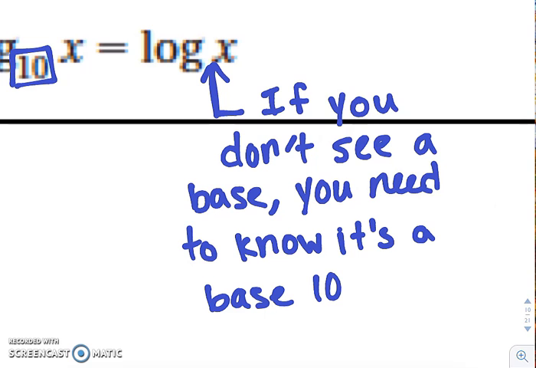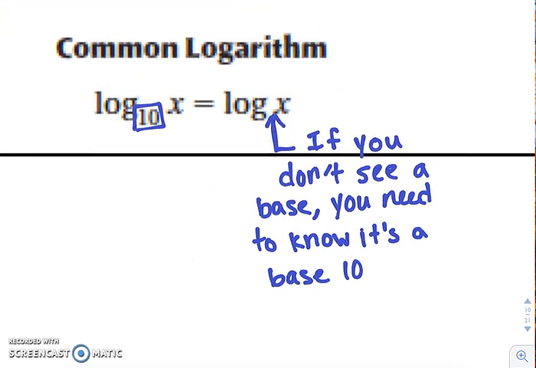So if you don't see a base, you need to know it's a base 10. One of those sort of unwritten rules that you guys just have to try and remember. Any other base, it will say log base 3, log base 7, log base 1/2, log base 1/3, log base 7. It will say it if it's not a base 10. If there's nothing there, it's base 10.